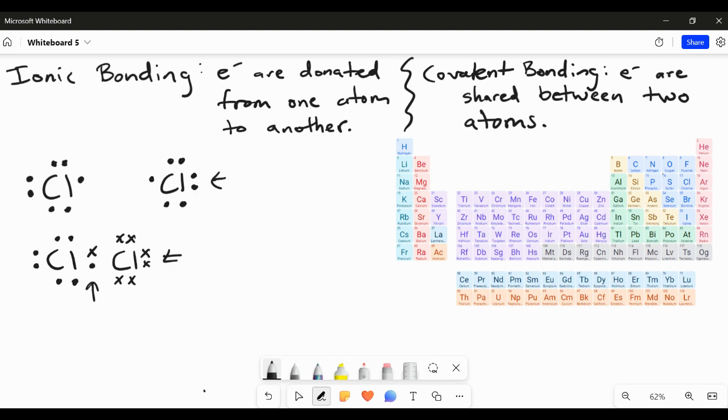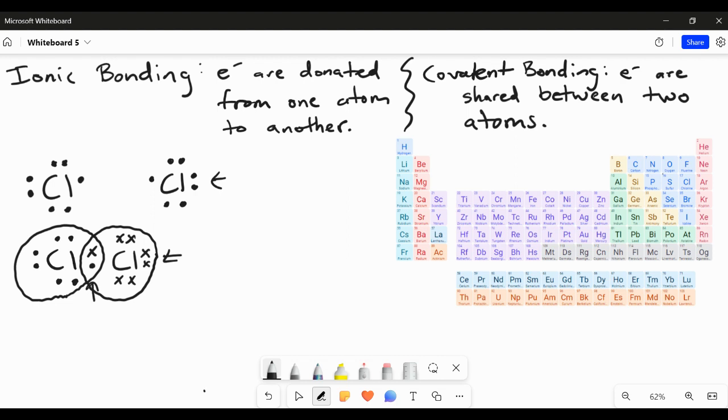And so as a result, this chlorine has 8 electrons surrounding it, and this chlorine has 8 electrons surrounding it. So these electrons in between them, which are being shared, actually get counted twice. And as a result of this, both chlorines now meet the octet rule and both become more stable.